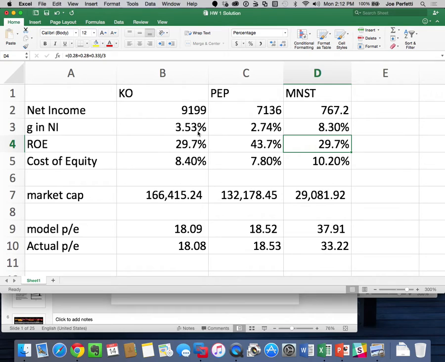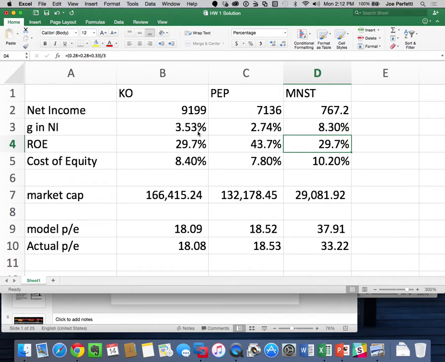Yeah, absolutely. Monster's still a younger company. They're still in growth mode, and there's a lot more expectation for growth than a Coke or a Pepsi. What else might be different about Monster than Coke or Pepsi? Yeah. And you might even expect that because they're an earlier stage company.